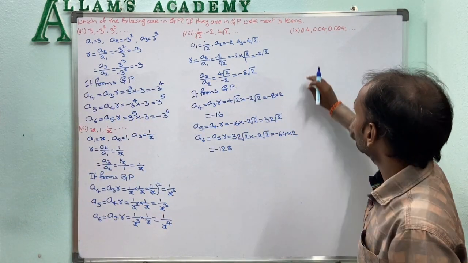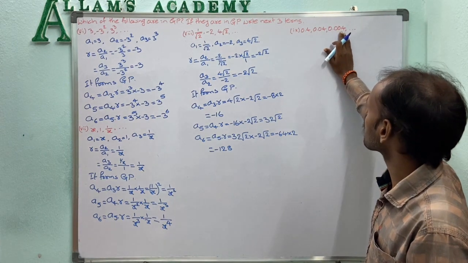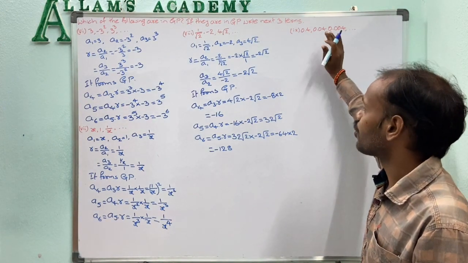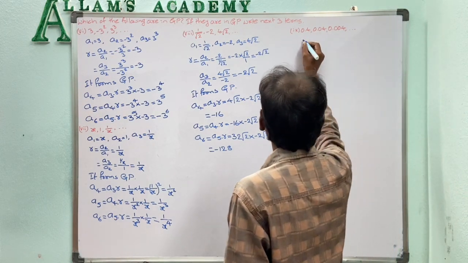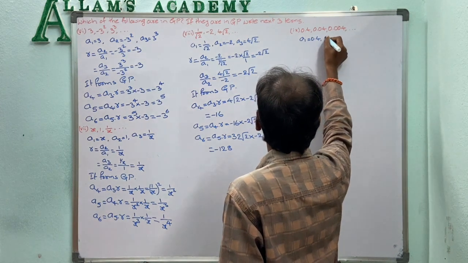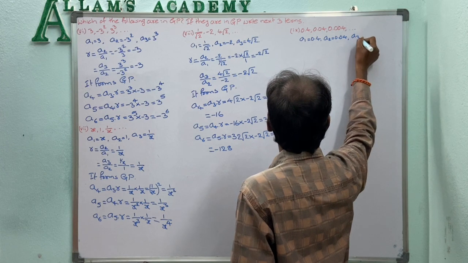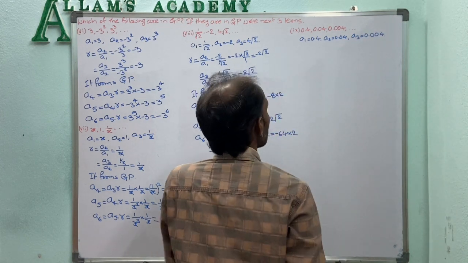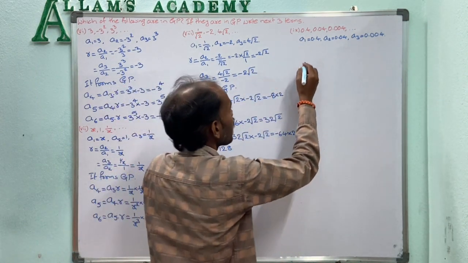Now the next series is given: 0.4, 0.04, 0.004. Does it form a geometric progression or not? If it holds, find the next 3 terms. So first writing the 3 terms: a1 equals 0.4, a2 equals 0.04 and the third term a3 equals 0.004. To check whether it is a geometric progression, we find the common ratio.